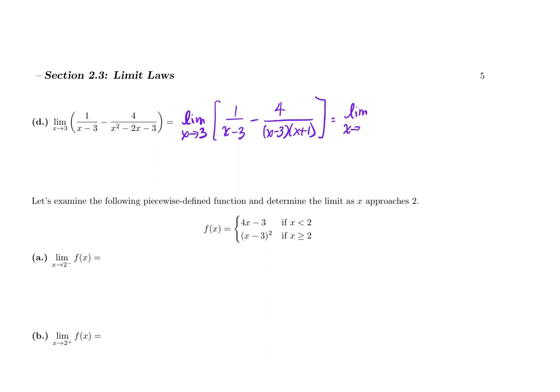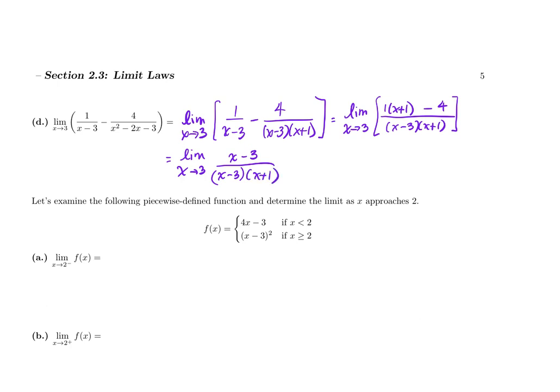So now we have our limit as x approaches 3 of 1 times x plus 1, and then minus our 4, all over our common denominator of x minus 3 and x plus 1. And the 4 doesn't need to be multiplied by anything because it already has both factors of the common denominator. So now if we simplify, we get our limit as x approaches 3 of x plus 1 minus 4, which is going to give us x minus 3. And in our denominator, we also have an x minus 3 and an x plus 1.